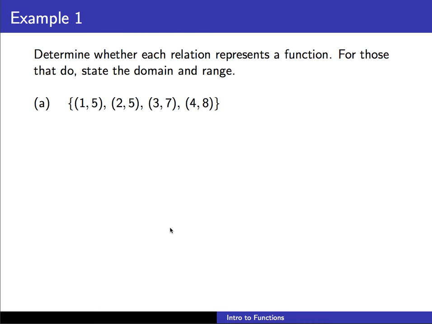So example one, determine whether each relation represents a function. For those that do, state the domain and range. So we have 4 points here, 4 ordered pairs. We have (1, 5), (2, 5), (3, 7), and (4, 8).